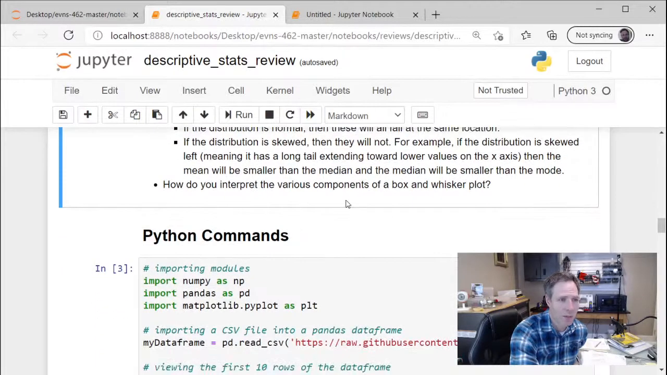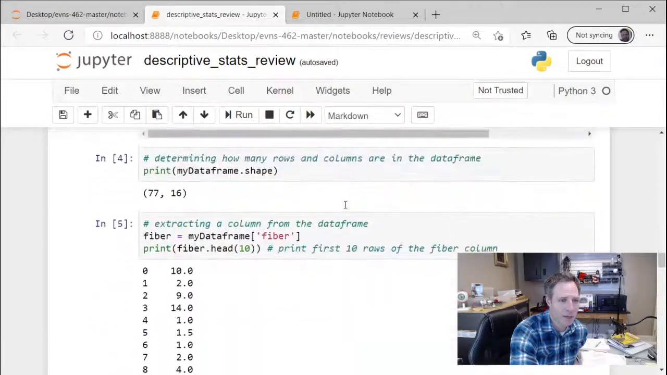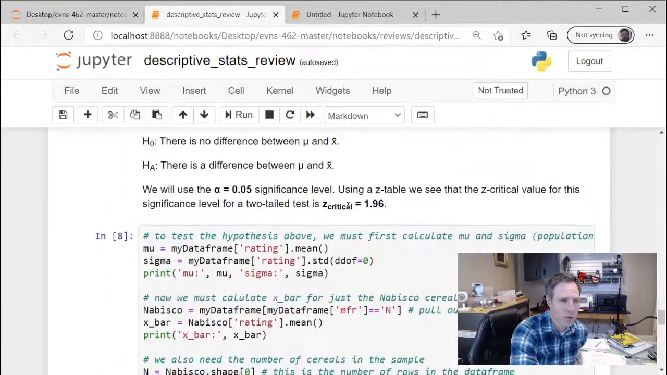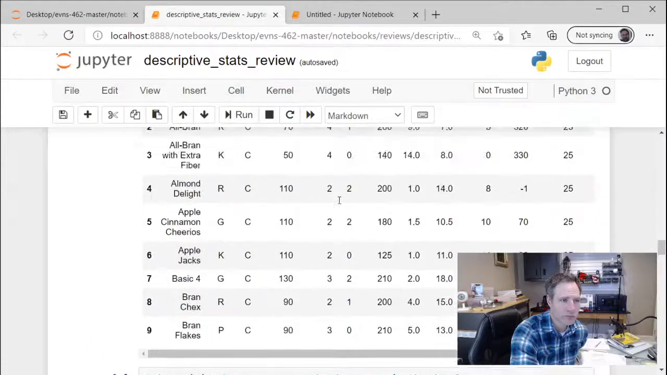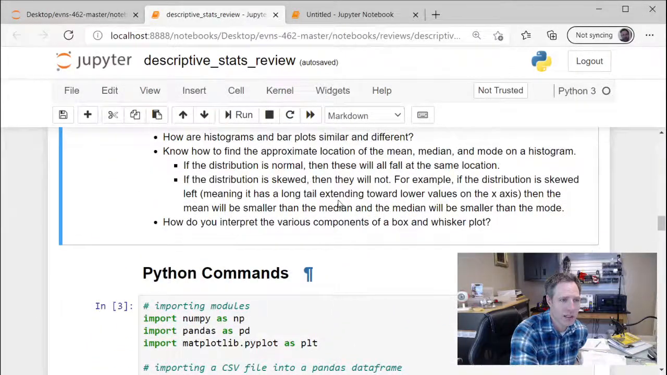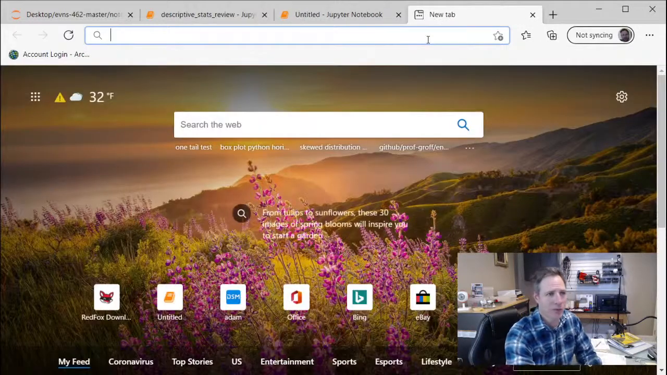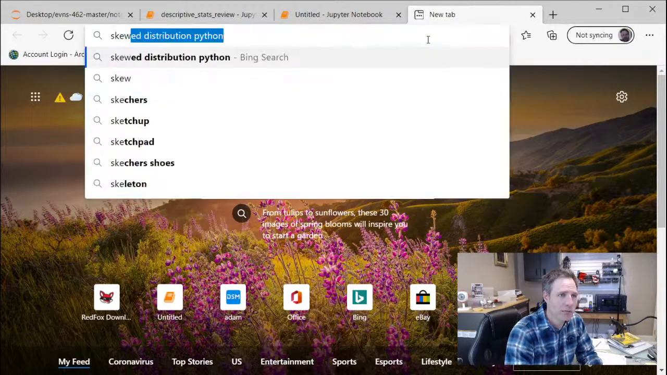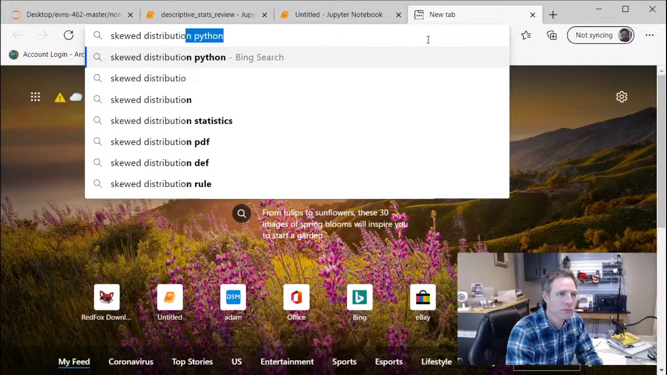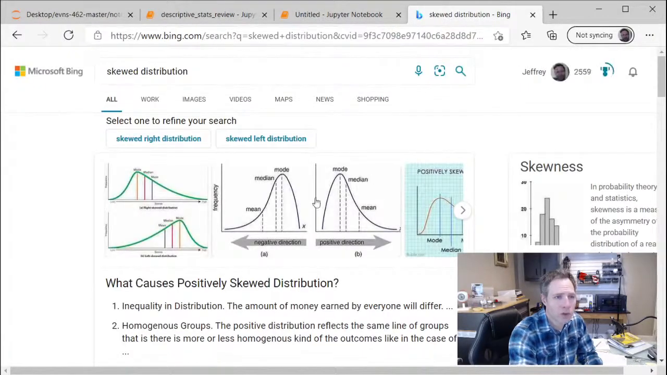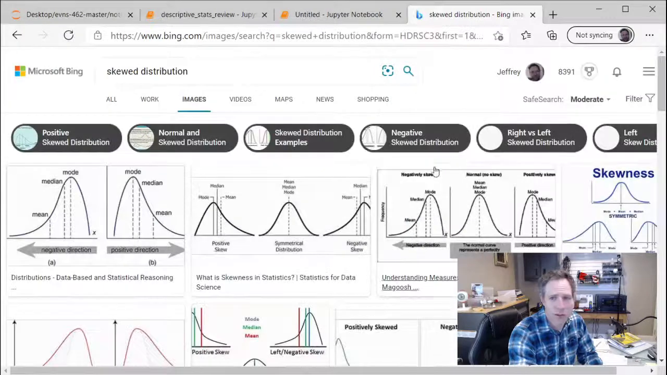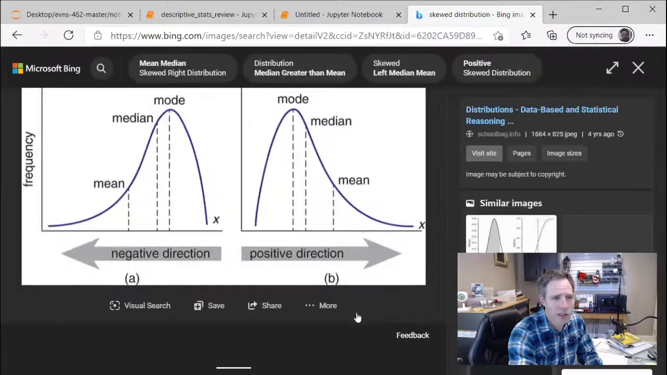Okay, what about box and whisker plots? Okay, so let's see here. Why don't we look at an actual example, some images of actual examples here. So here, this is pretty good.